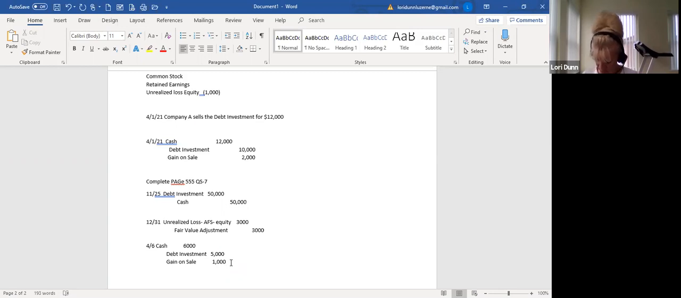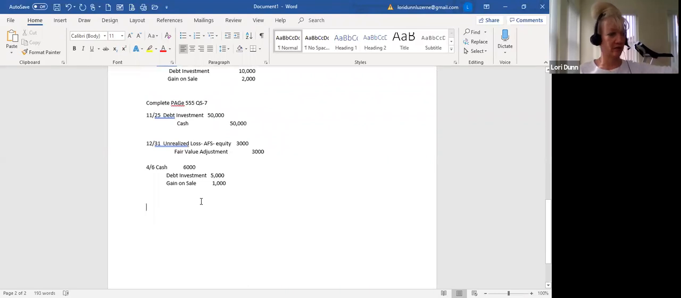Okay, great. So that is our debt investment, the different categories, and the special accounting we do when a debt investment is in a particular category. It's either going to be the trading category, the other extreme, held to maturity, or what we just looked at, the category in between, available for sale.